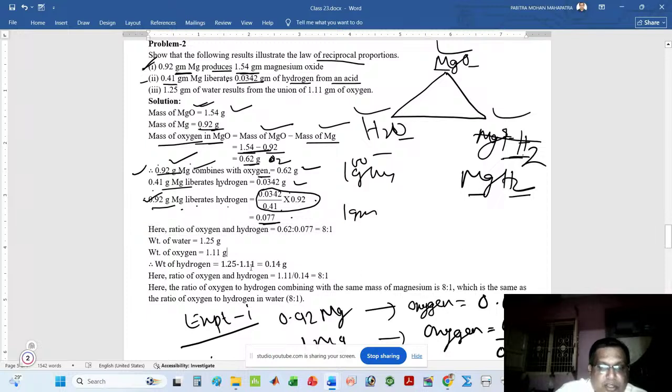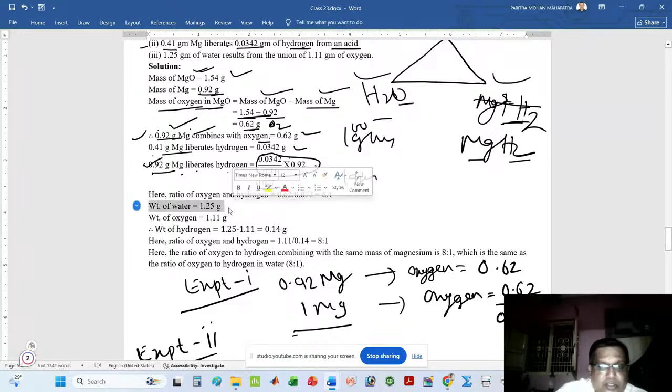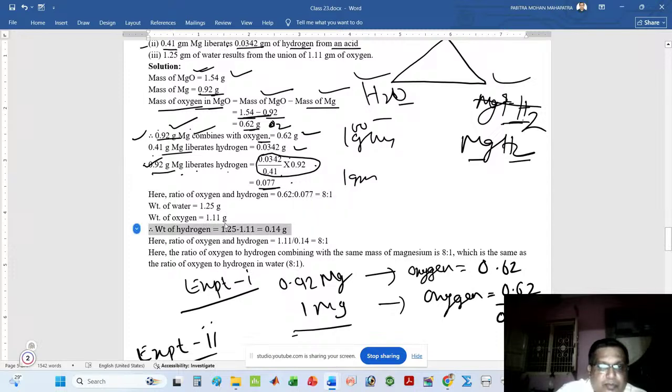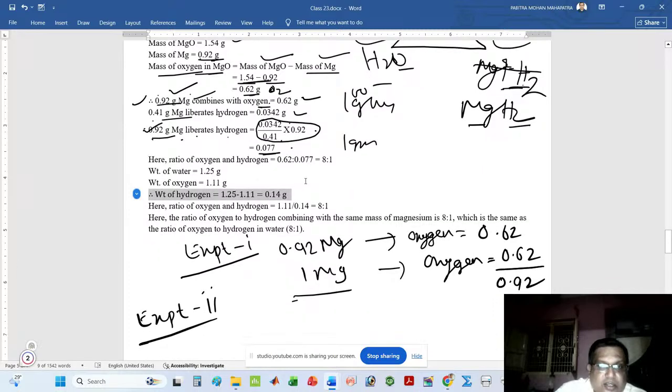Now find the oxygen and hydrogen ratio in water. Look at that. The weight of water in the question is 1.25 gram. The weight of oxygen in the question is 1.11 gram. Now you will find the weight of hydrogen by subtracting the weight of oxygen from the weight of water. So the weight of hydrogen is equal to 1.25 minus 1.11, which is equal to 0.14 gram. Here the oxygen weight is 1.11, and the weight of hydrogen is 0.14 gram.